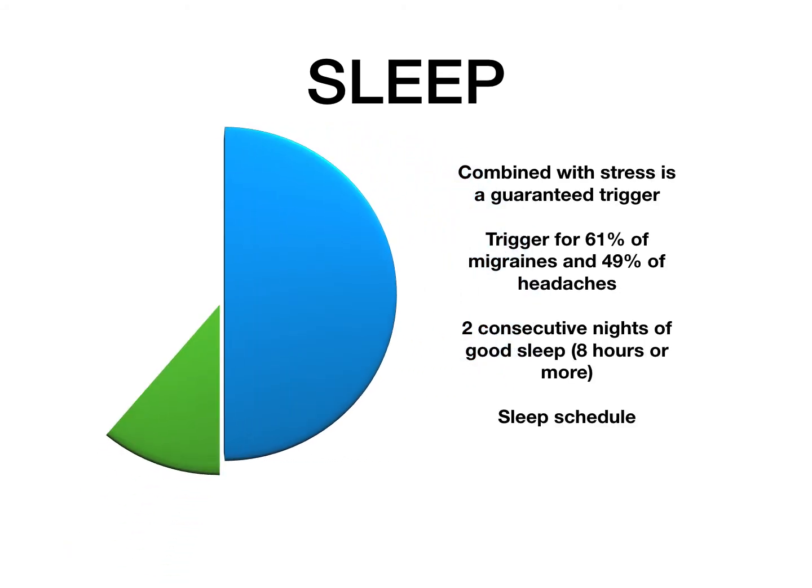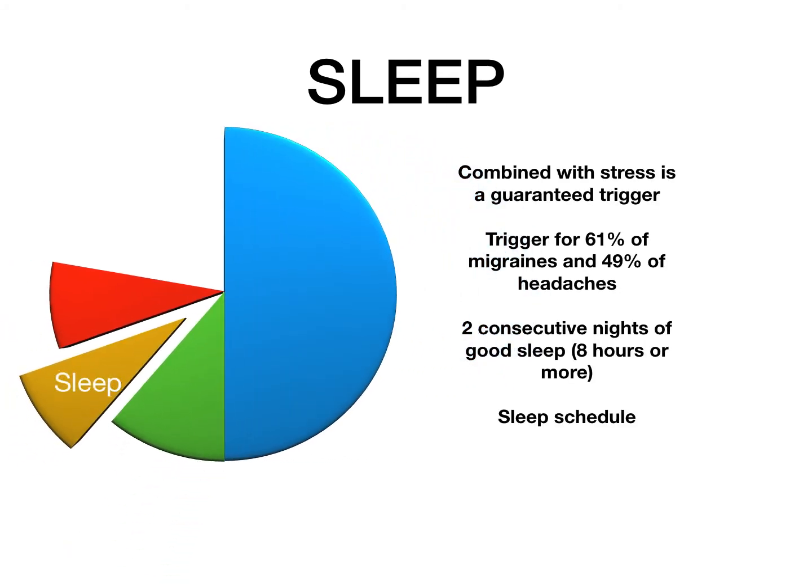Sleep is another factor we'll talk about. And when lack of sleep is combined with stress, it's a guaranteed trigger for a headache or migraine. Lack of sleep is a trigger for 60% of migraines and 49% of headaches. So if you have 2 nights of less than 4 hours of sleep, you're pretty much guaranteed to have a headache or migraine if you're prone to them. But what they found, two consecutive nights of good sleep, meaning 8 hours or more, is going to give you a low risk for a headache or migraine.